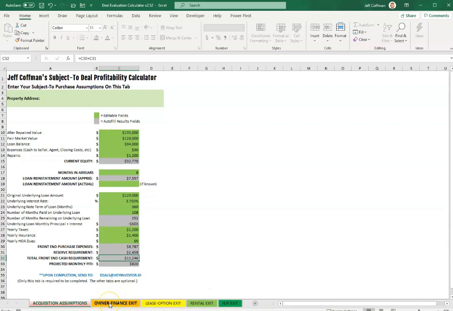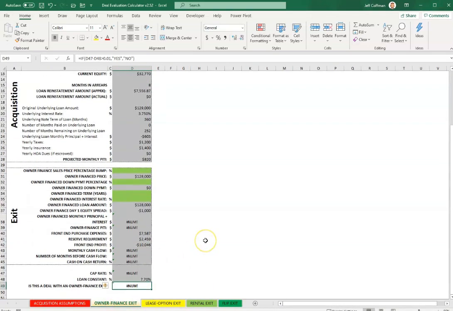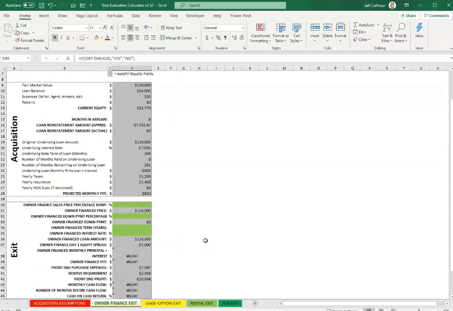That doesn't come into play until we get into these tabs, which let's go ahead and jump into the owner finance exit tab. Now, with owner finance, what I'm going to be doing here is, once I buy this property subject to, I'm going to sell that property on a contract for deed to an end buyer, to somebody, an owner occupant who is going to live in the property. Now, in Texas, this is going to be called something else. You guys do mortgage wraps down there and all-inclusive trust deed.